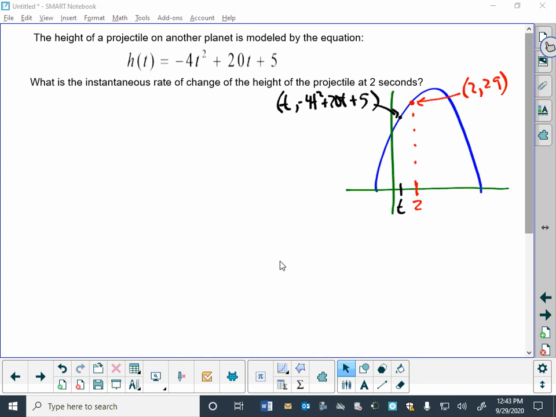All right, let's try this instantaneous rate of change problem in a little bit different way. Let's do it as two separate points. I've already got our picture drawn here this time. We know it's an inverted parabola, and we're interested in what happens at 2 seconds. So I've got the point (2, 29) on the graph, and some other random point at t, negative 4t squared plus 20t plus 5. It's just some other point on the graph.